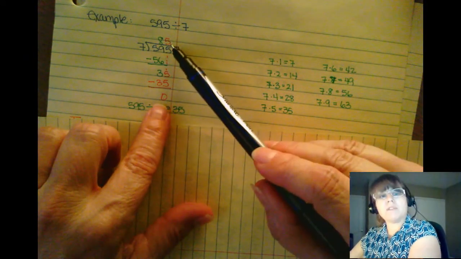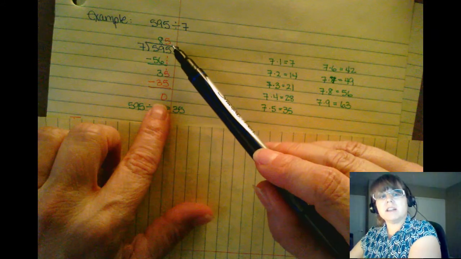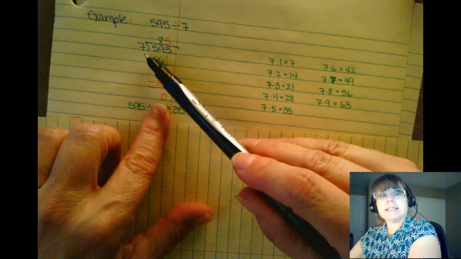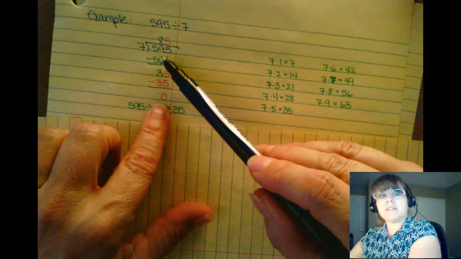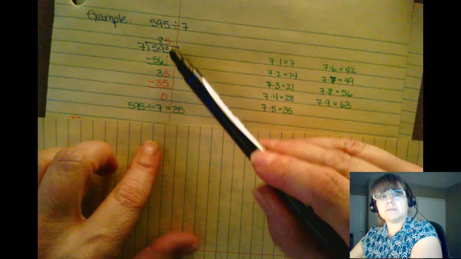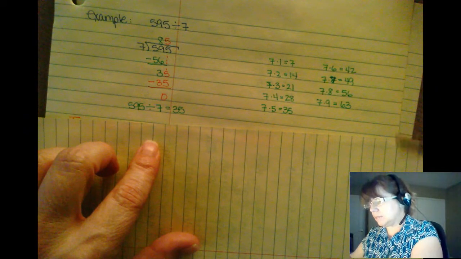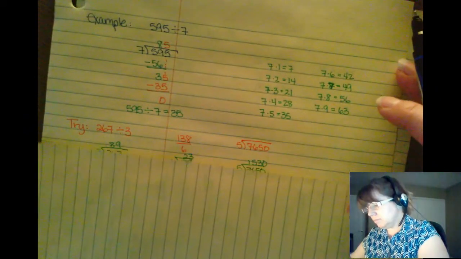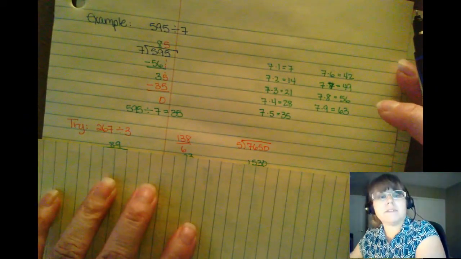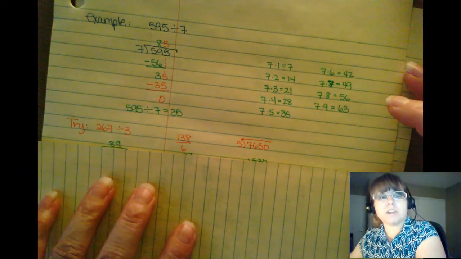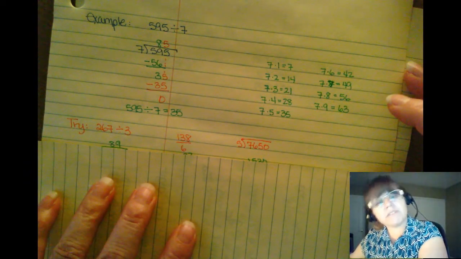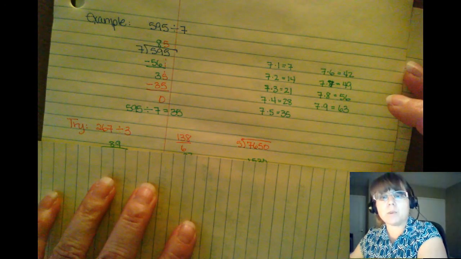We make sure that we wrote the 5 above our last digit. So 7 goes into 595 85 times. And we can check that off to the side if you want to do the 85 times 7. So here's a couple of practice problems. Why don't you go ahead and practice them and turn off the video and then come back and see how they're worked out.